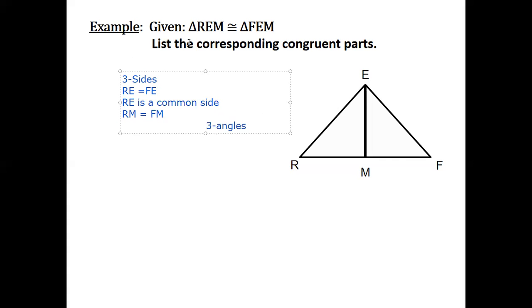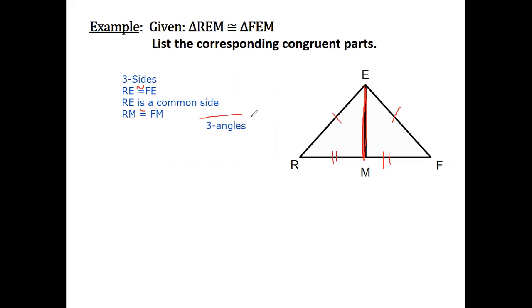the corresponding sides. Okay, then we have RE congruent with FE, and EM is a common side, and then we have RM congruent with FM. When we look at the triangles here, we have RE congruent with FE, and RM congruent with FM, and the sharing side, this one, which is a common side between the two triangles. So this is how we can find the corresponding congruent sides.